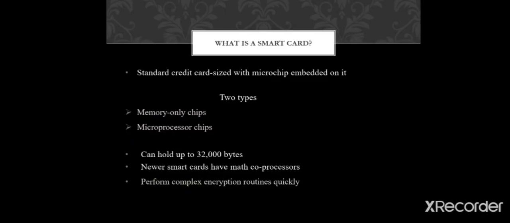Now we will get to know what a smart card is. A smart card is a standard credit card size card with a microchip embedded in it. Means it is a plastic card the size of a credit card, and a microchip or IC chip is embedded on that plastic card. It is of two types, memory on a chip and microprocessor on it. We will know about them in further detail.